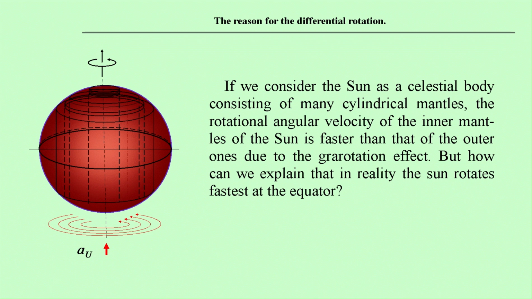If we consider the Sun as a celestial body consisting of many cylindrical mantles, the rotational angular velocity of the inner mantles of the Sun is faster than that of the outer ones due to the grarotation effect. But how can we explain that in reality the Sun rotates fastest at the equator?